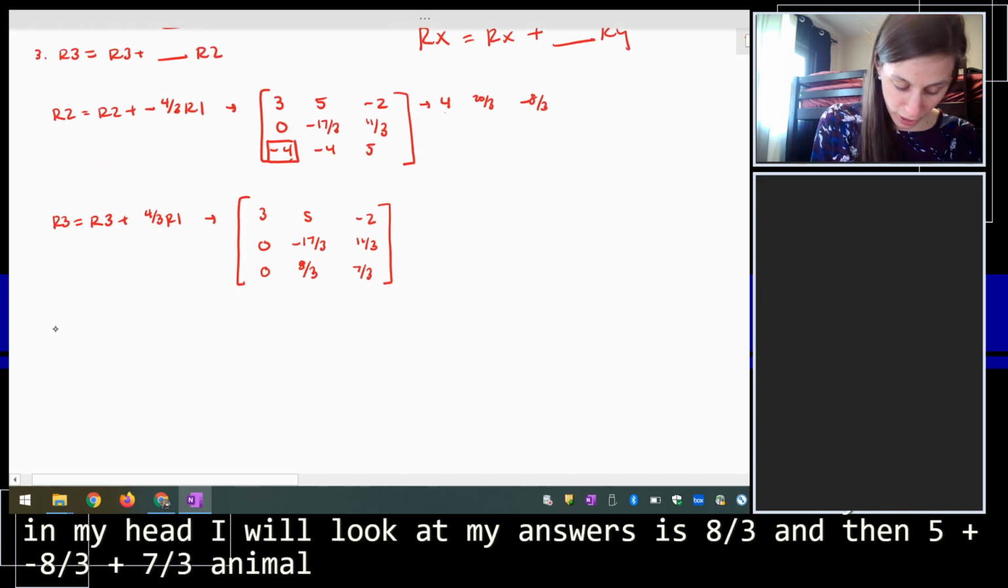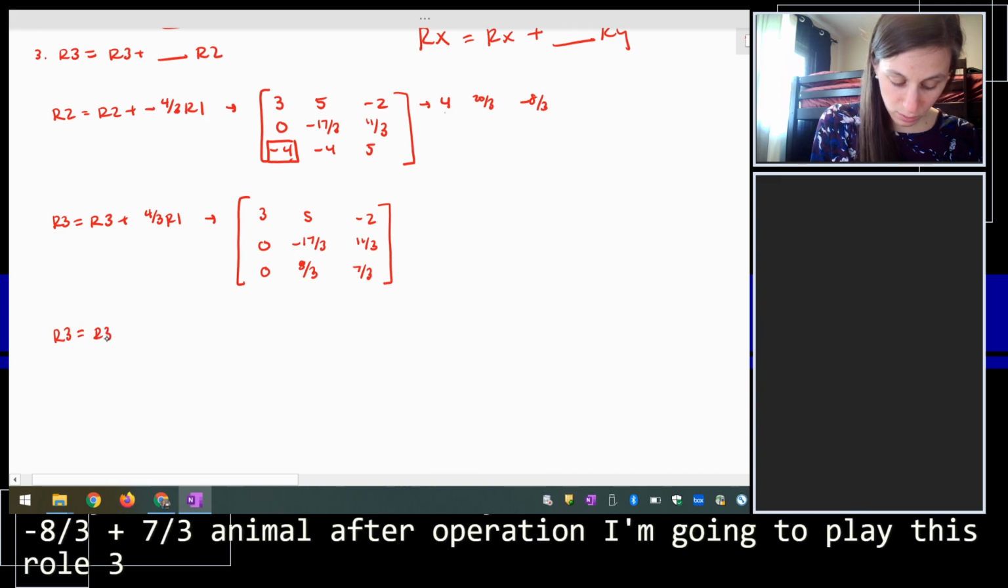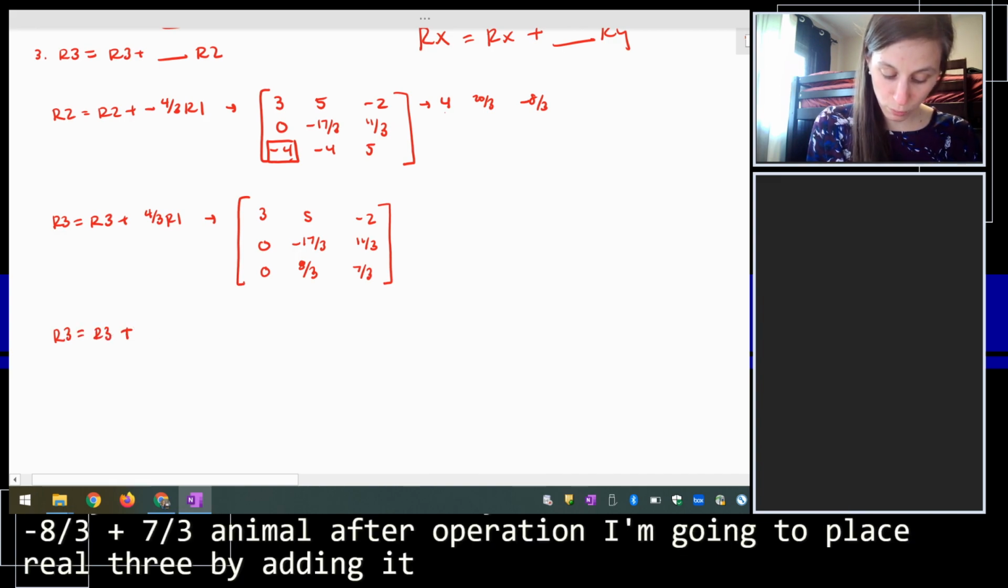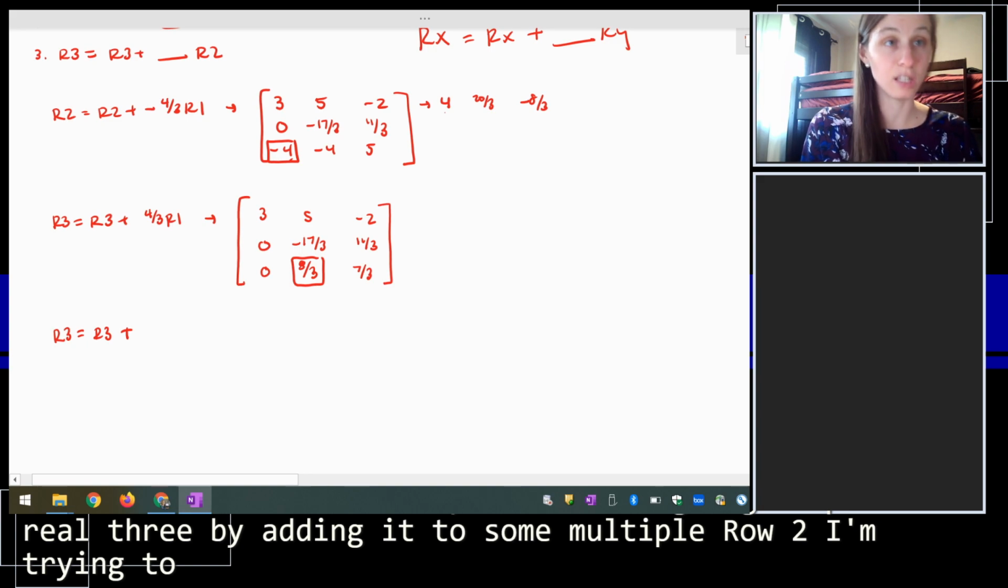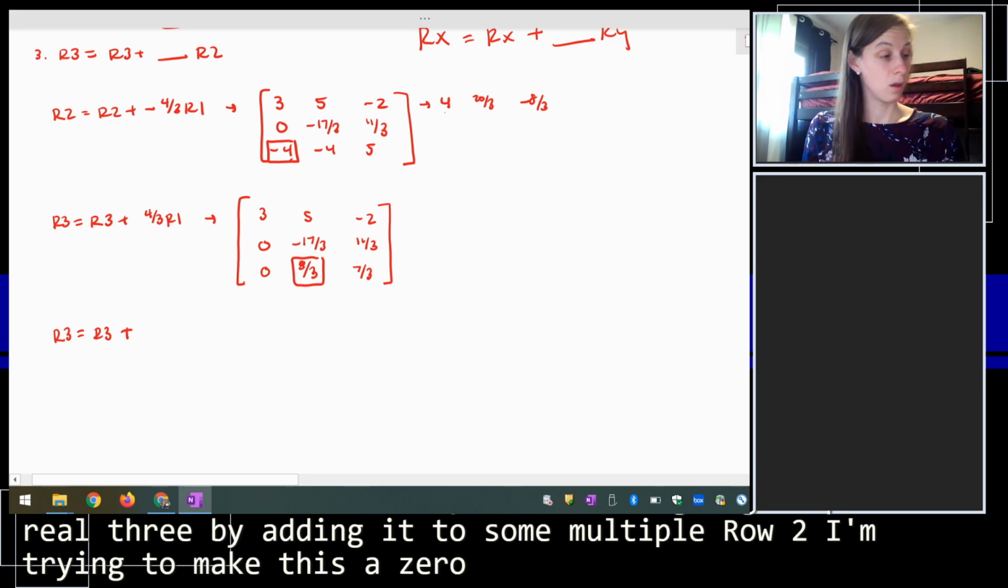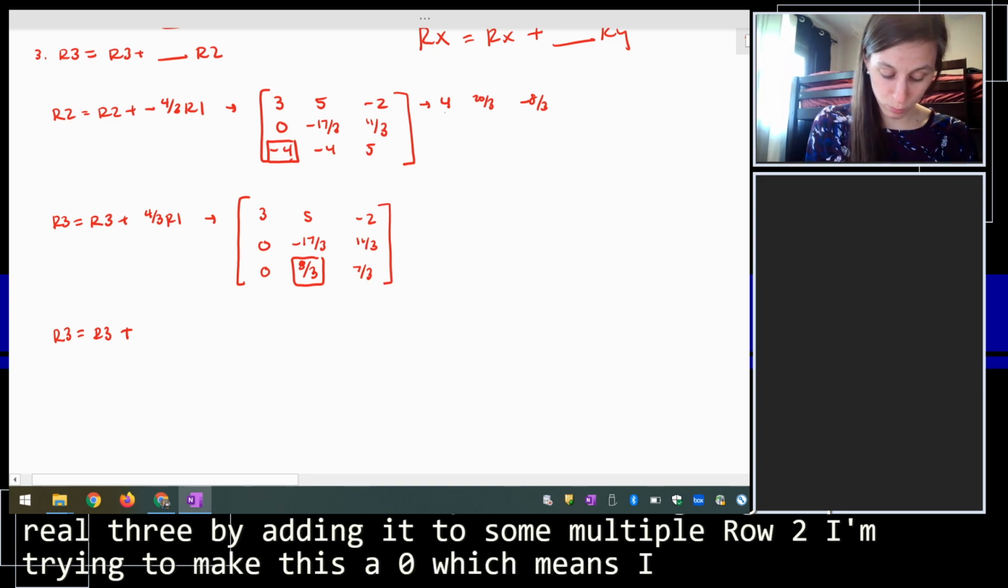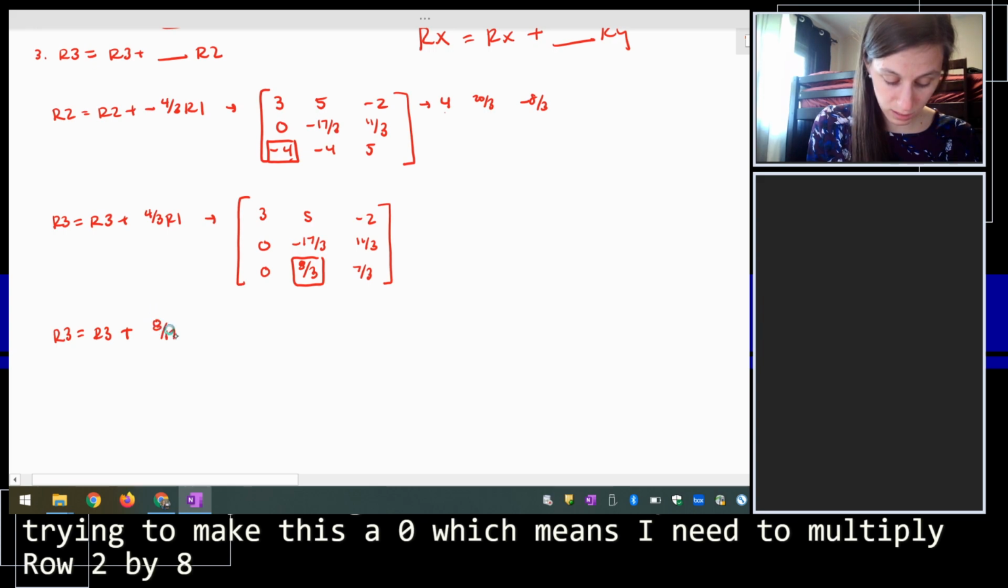And then my last row operation, I'm going to replace row 3 by adding it to some multiple of row 2. I'm trying to make this a 0, which means I need to multiply row 2 by 8/17.